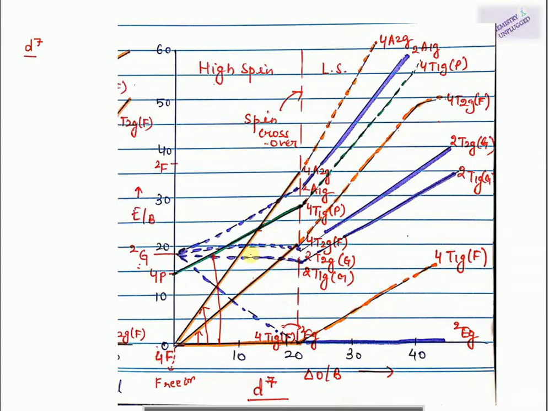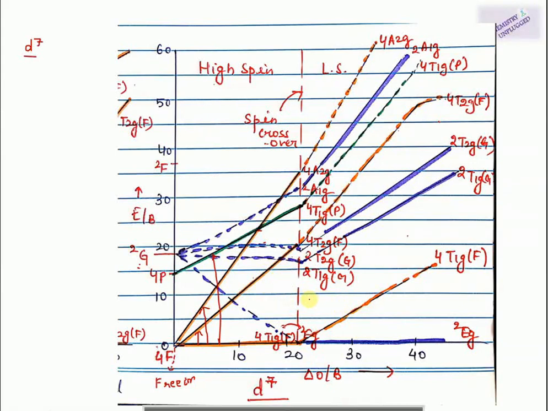But we are denoting it by dashed lines because here we have the ground state term with multiplicity 4, and the electronic transition takes place from the ground state. So we will not consider these terms of different multiplicities for electronic transition. And this red dashed line shows your spin crossover point. This is the field strength at which your complexes will show spin crossover. High spin complexes will become low spin complexes.